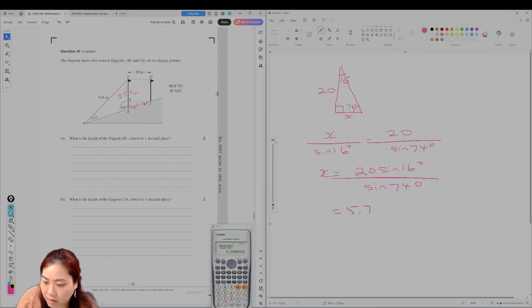That's 5.7349... Therefore, CD is going to equal 25.4 minus 5.7349... It is 19.665... And it wants it to one decimal place again, 19.7 meters.